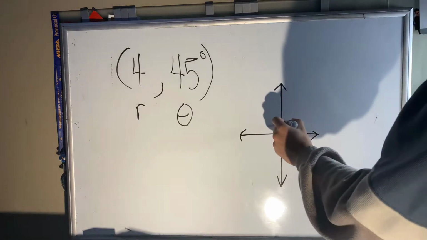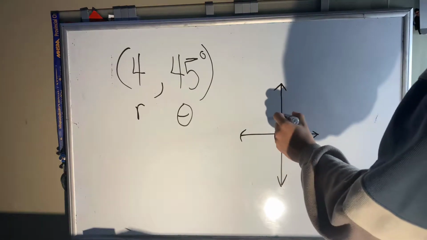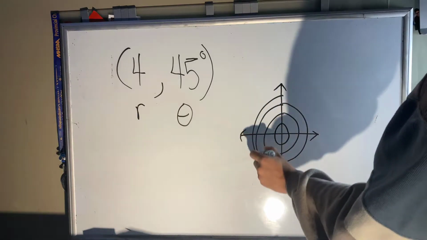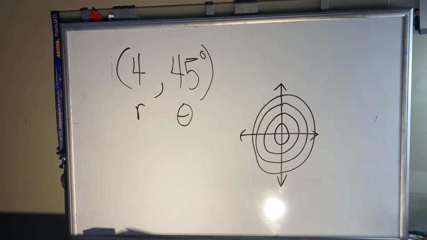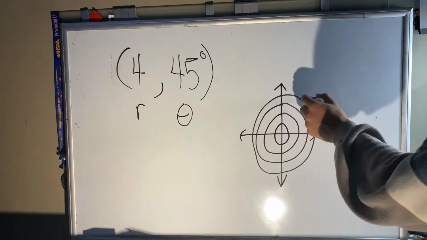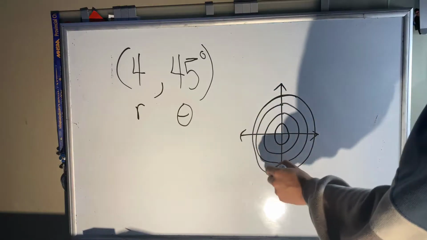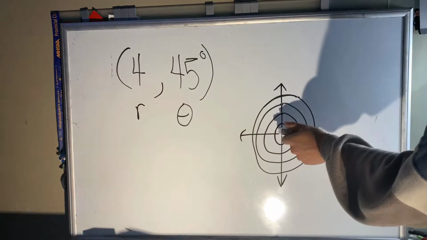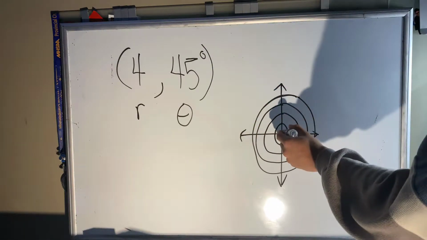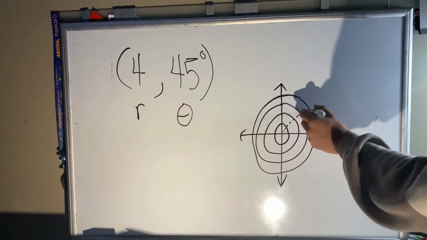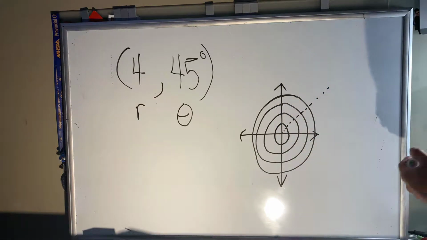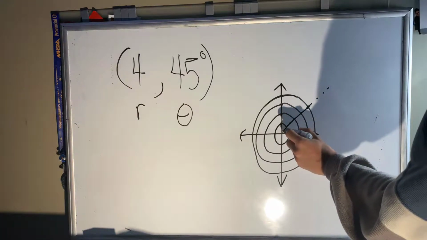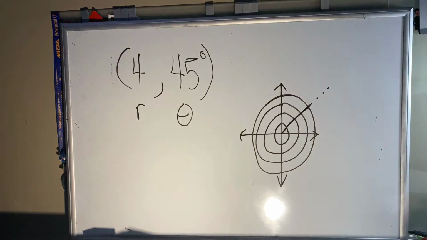Let's just consider each circle a unit of 1. 1, 2, 3, 4. So the radius is 1, 2, 3, 4. It's located anywhere around this circle right here. But we have an angle of 45. So the theta angle is approximately, we're just guesstimating here, this type of angle. Okay, so it meets at 4. Therefore, this is the polar coordinate for 4 and 45 degrees.